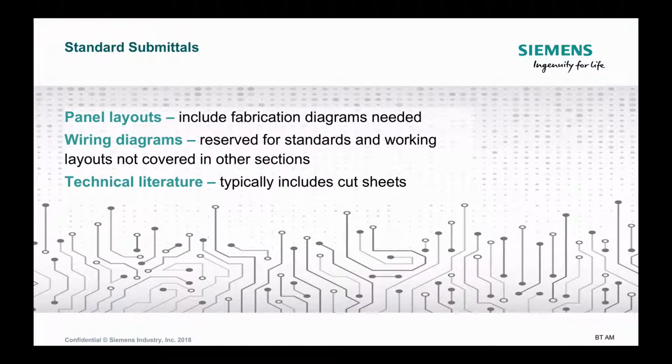Section 6 of the submittal will contain all technical literature for Siemens provided material. Original versions of technical information are to be inserted here. Typically included are cut sheets which detail products, technical capabilities, and specifications.